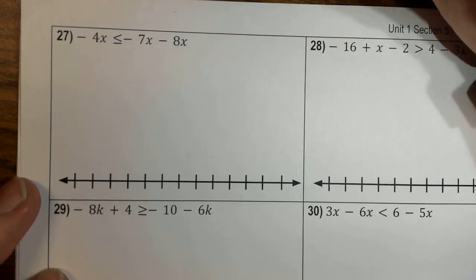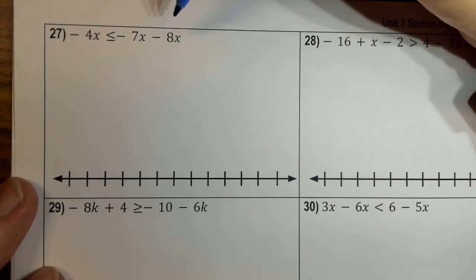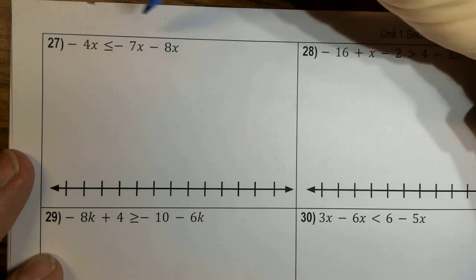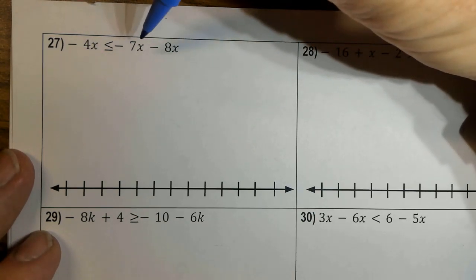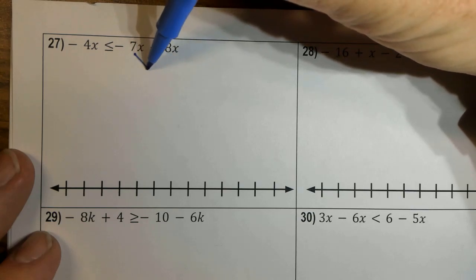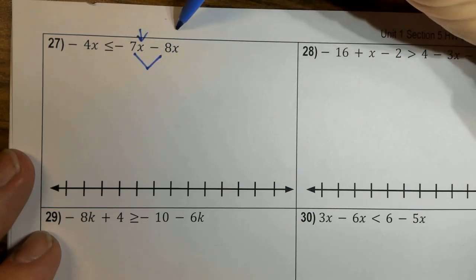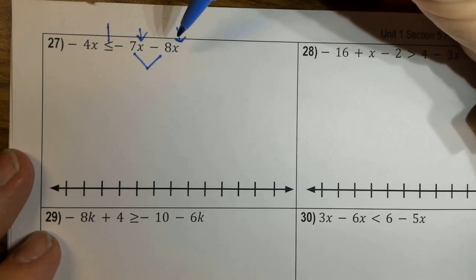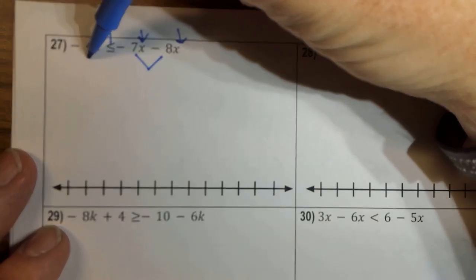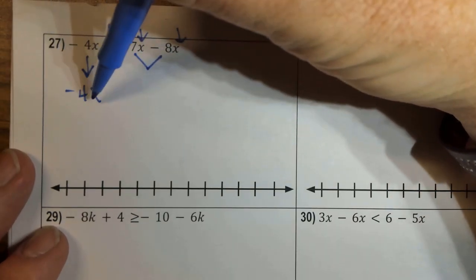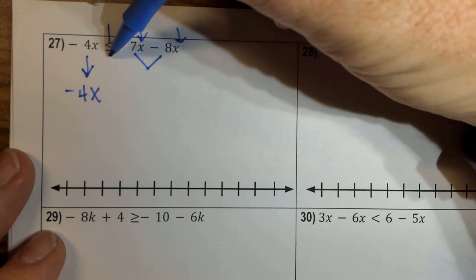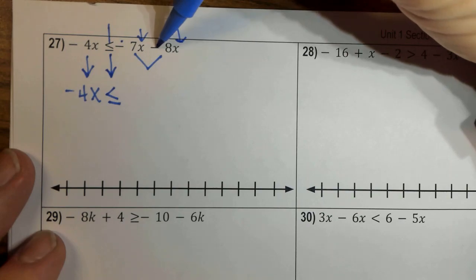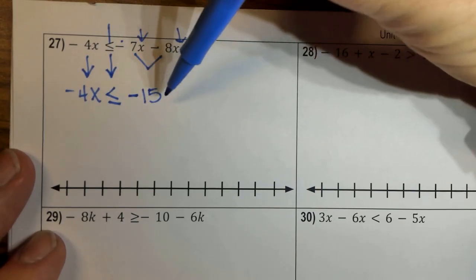So if I look at 27, notice I have 3 x's, okay? So I don't have a number to move anywhere, but I'm going to go ahead and combine like terms. Since these x's are on the same side of my inequality, I will just put them together. So this one gets carried down. I did not change it. The inequality sign just drops down. And I have negative 7 minus 8, negative 15x.